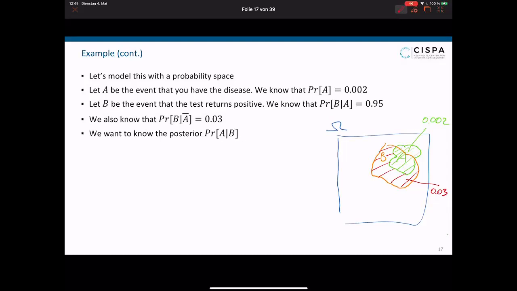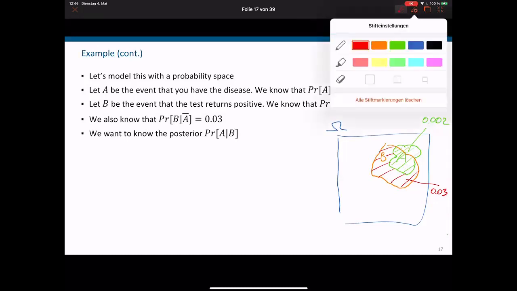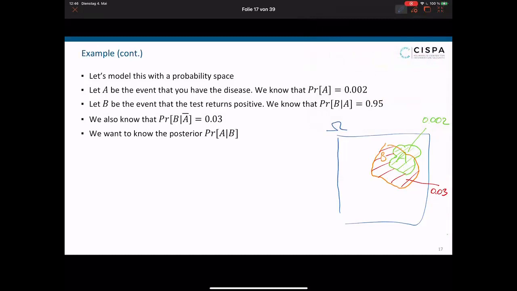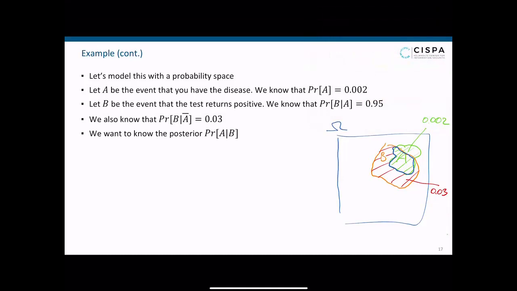What we actually do want to know is the probability of A given B. So in the end, it's a conditional probability. That is, when we contract the entire thing to B, we want to know what's the size of A intersect B in relation to B. Okay. Now, how do we do this?